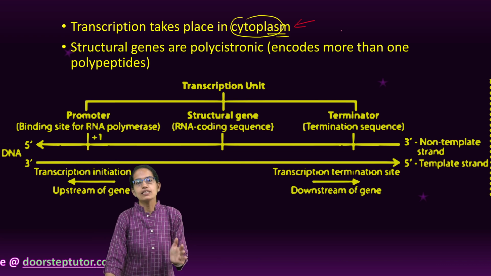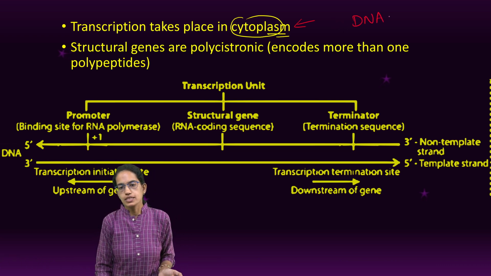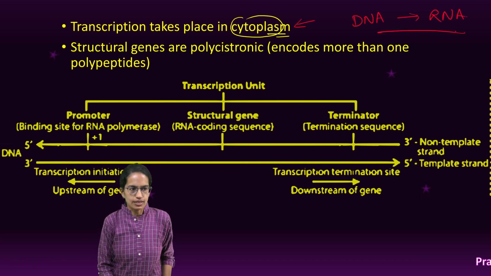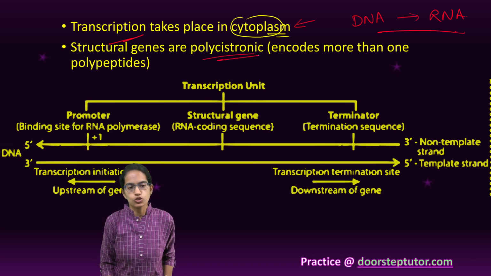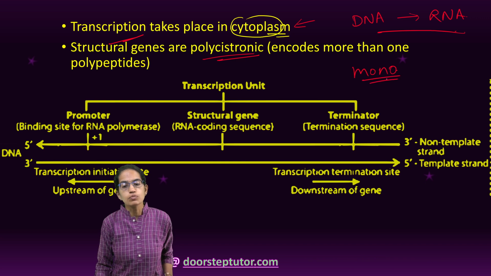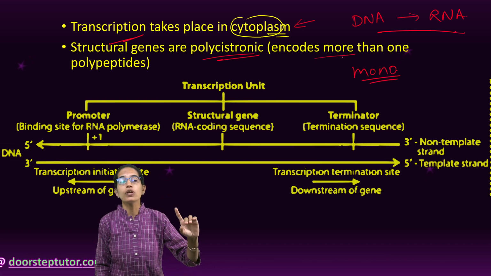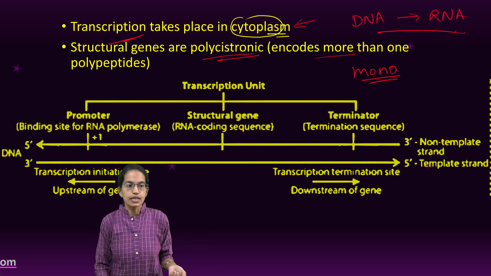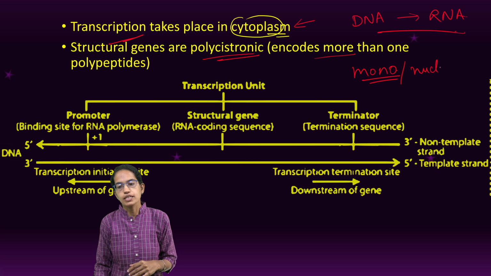Now what exactly is transcription? Basically, the copy of genetic material from the template DNA strand to the RNA is called transcription, and in the case of prokaryotes it is polycistronic. However, in the case of eukaryotes, it is monocistronic. Polycistronic means it has the ability to encode more than one polypeptide, and in the case of eukaryotes, the transcription would take place in the nucleus.